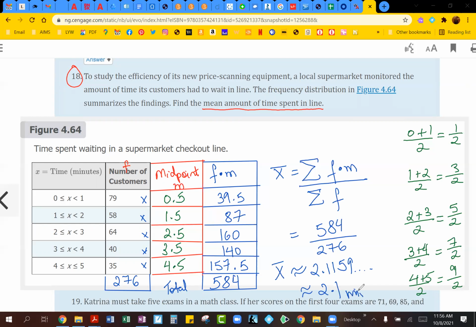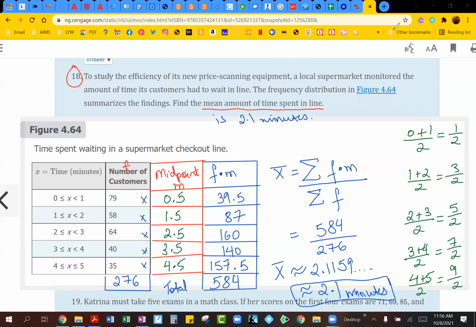Alrighty, and this is of course time in minutes. So we are saying on an average, the mean time spent in line is going to be 2.1 minutes, which is not too bad. If you're standing in the checkout line for only 2.1 minutes, I mean, realistically, depending on some of the stores you visit, it definitely can be a lot longer than 2 minutes. So that's kind of the idea with grouped data, how you find the mean.